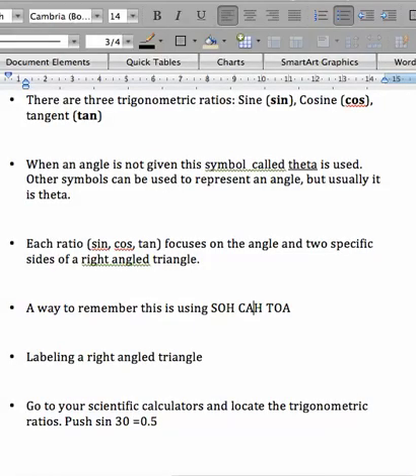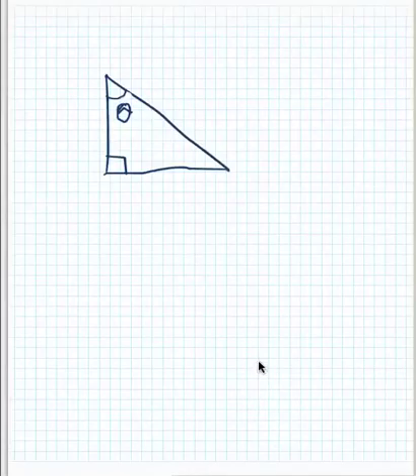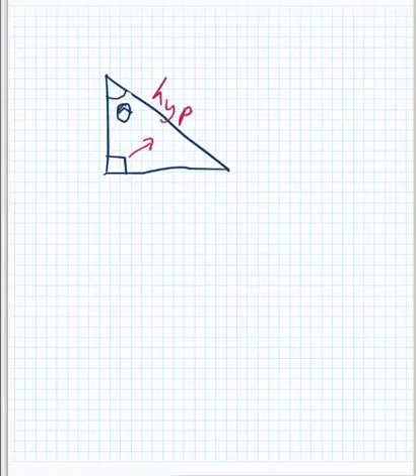Our next thing will be labeling all the sides of a right angle triangle. When it comes to labeling a right angle triangle, we know the hypotenuse is always opposite the right angle. So there's my right angle, and the hypotenuse is always the longest side of a triangle. The hypotenuse never ever changes. It's always going to be the same line opposite the right angle, and it has to be the longest side. We learned that with Pythagoras.